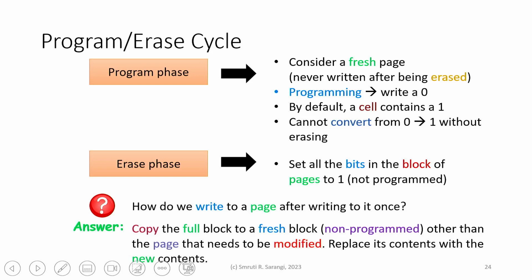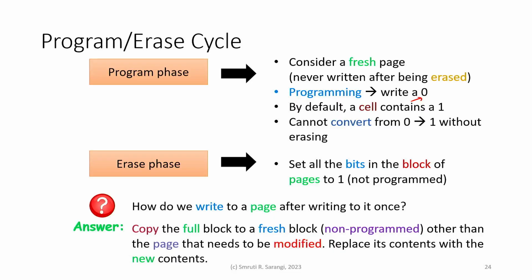So let me talk about the asymmetry. You consider a fresh page, then programming is writing a 0, which we have seen how to do it. By default it contains 1, so don't do anything. You cannot convert from a 0 to 1, unfortunately, without erasing, and you erase a full block of pages at once. You cannot erase a page in one go, and that is the sad part. Erasing means set everything to 1 and then go and set ones to zeros. But again, conversion of 0 to 1 cannot be done at a page level. It has to be done at a block level, where you erase the entire thing.